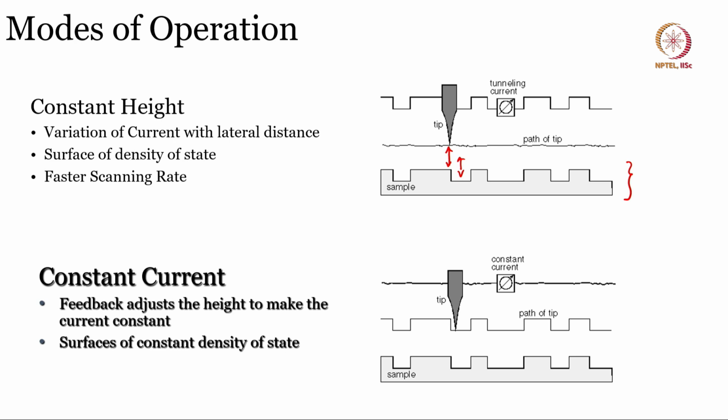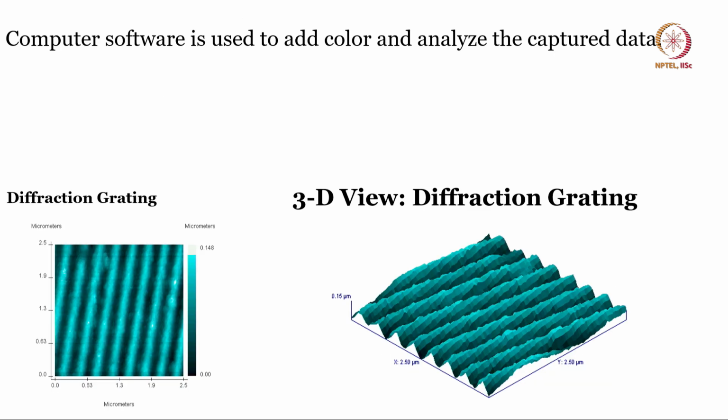The second way of doing it is that we keep the current constant, and this tip will just scan across it, and depending on the change in the height of this tip, we can see what STM image we get. So, in here the feedback adjusts the height to make the current constant, surface of the constant density of the state. In both cases the computer software is used to add color and analyze the captured data.